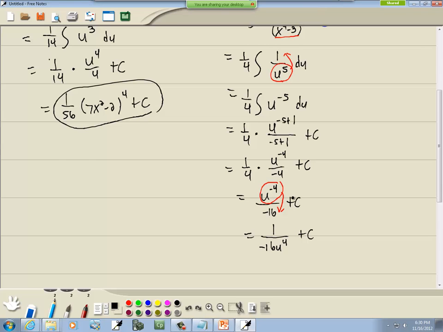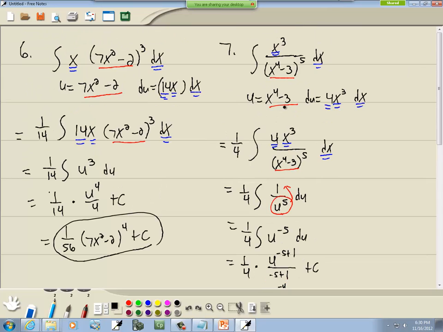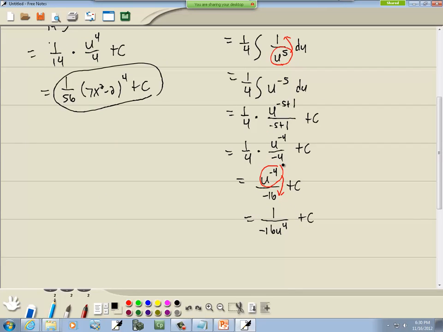But up above, we said u was x to the fourth minus 3. So we're going to replace u with x to the fourth minus 3, to the fourth power plus c. And that's our answer.